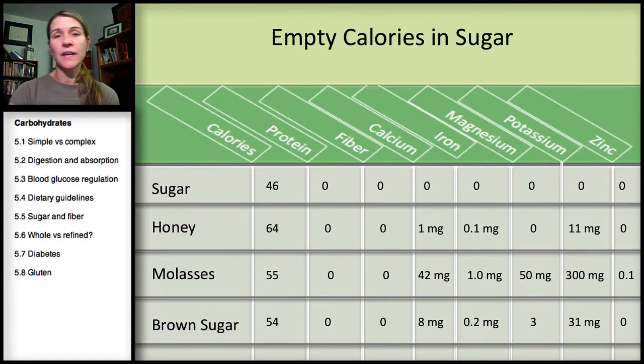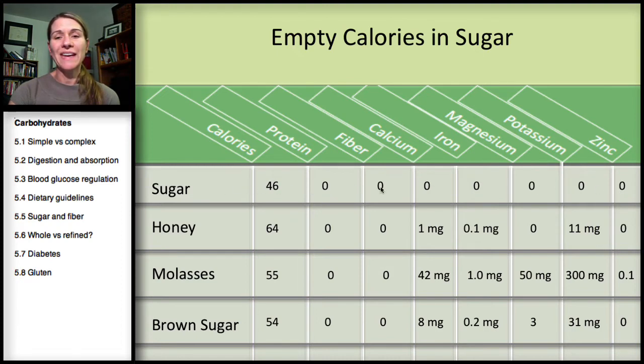So this is a table looking at the empty calories in sugar and a little bit of a comparison between the different types of added sugar. We're going to start with table sugar. So this is sucrose, and this is cane sugar. The calories are 46, and notice that honey, which is a little bit more dense, has more calories and basically more sugar in it if we're looking at 1 tablespoon. But look at just our table sugar.